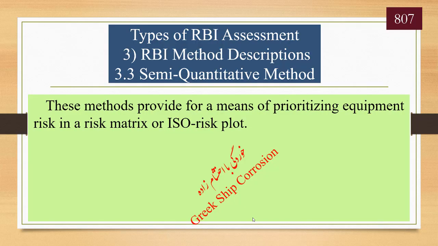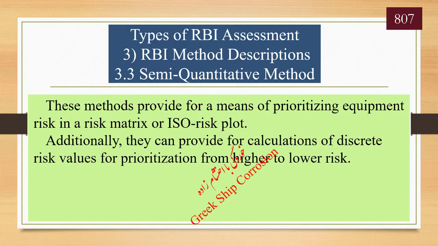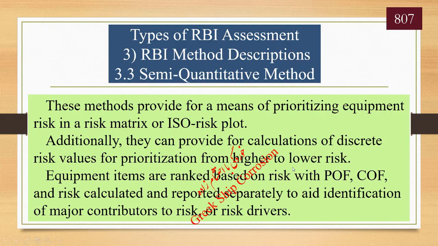These methods provide for a means of prioritizing equipment risk in a risk matrix or isorisk plot. Additionally, they can provide for calculations of discrete risk values for prioritization from higher to lower risk. Equipment items are ranked based on risk with POF, COF, and risk calculated and reported separately to aid identification of major contributors to risk, or risk drivers.